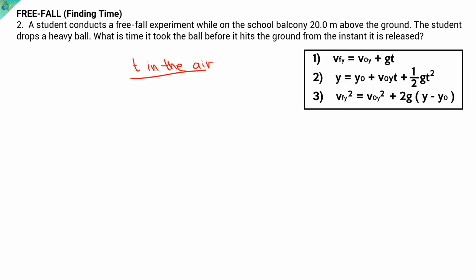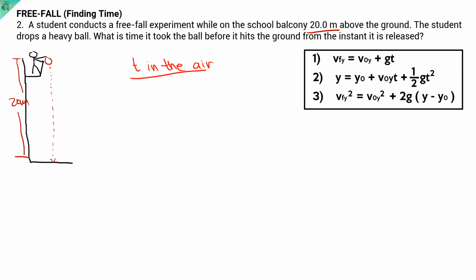Please kindly focus. Okay, same as the last time, let's illustrate that one by drawing here the balcony of the school, then the student there. Then it drops the ball from that point until it reaches a certain height there. So this is still 20 meters. The height when the ball was dropped is still 20 meters.